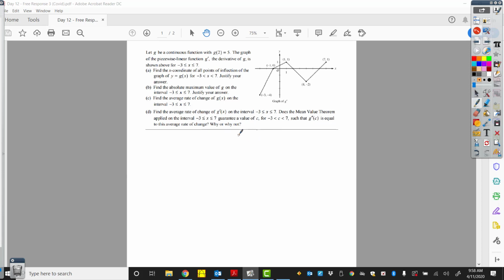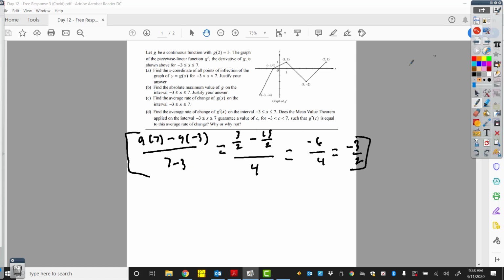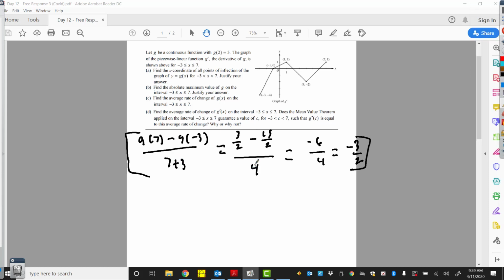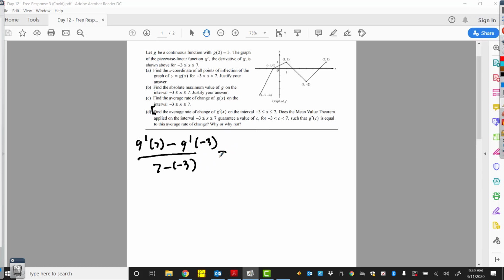All right, last part. Find the average rate of change of g prime of x on the interval from -3 to 7. So let's answer this part first. Average rate of change of g prime of x. So that would be g prime of 7 minus g prime of -3 over 7 minus -3. Oh, go back to that past problem. I just noticed, I forgot the -3. That should have been plus. This should have been 10. So this should have been -6 over 10 or -3 over 5. My bad, guys.